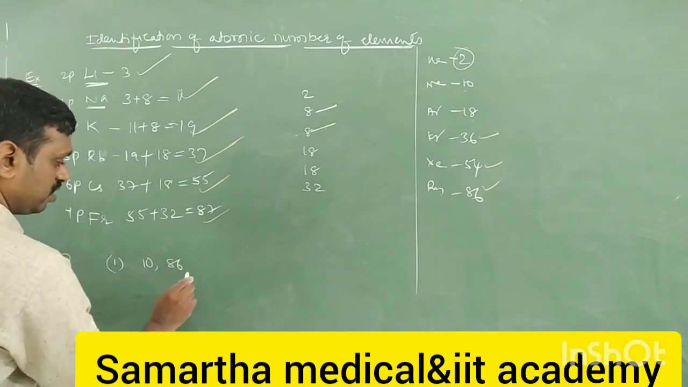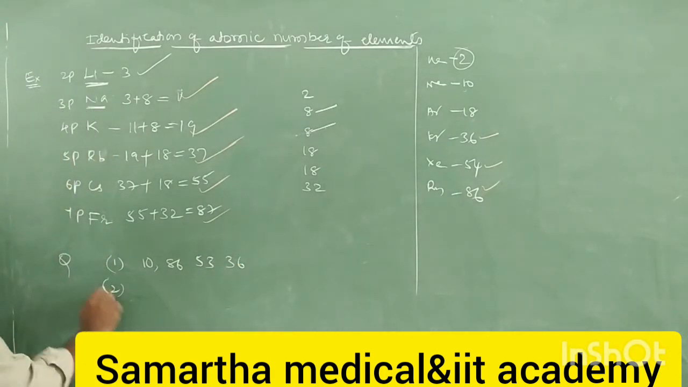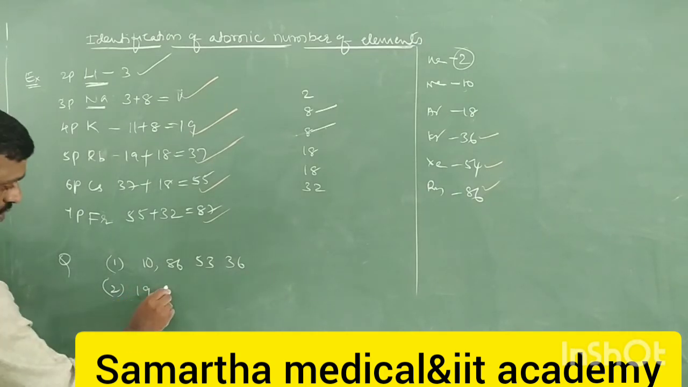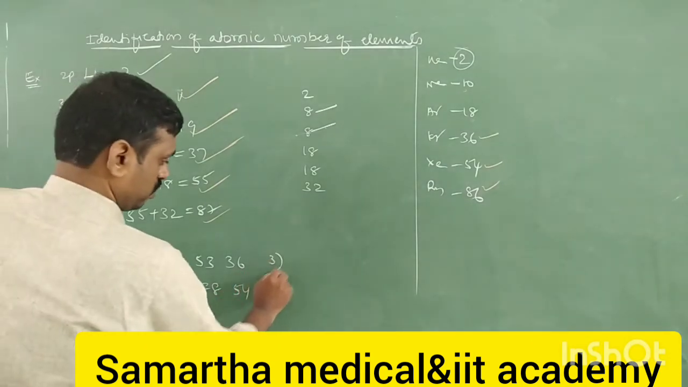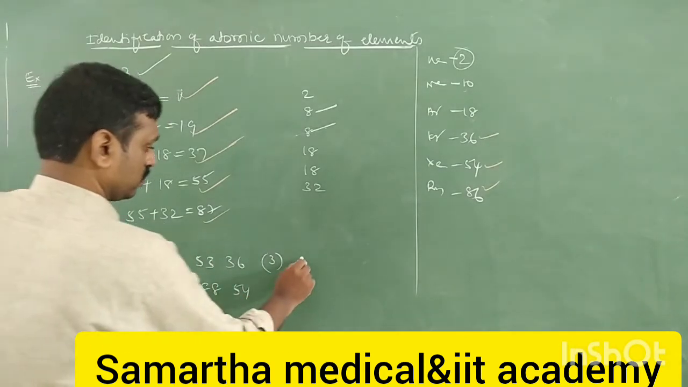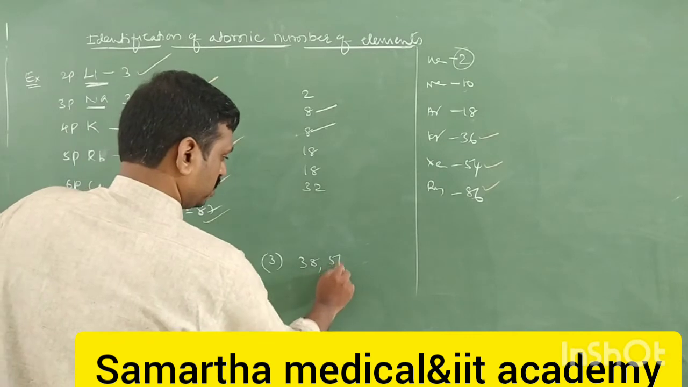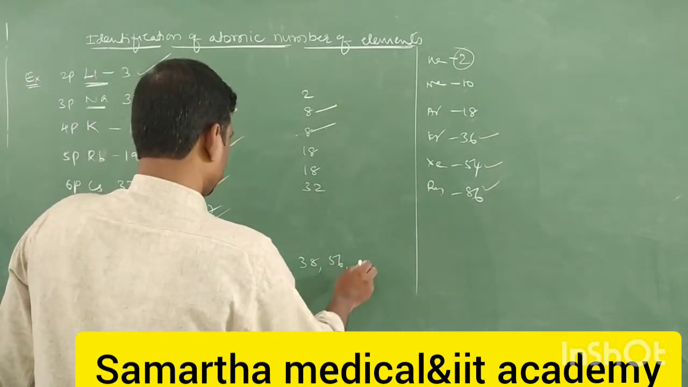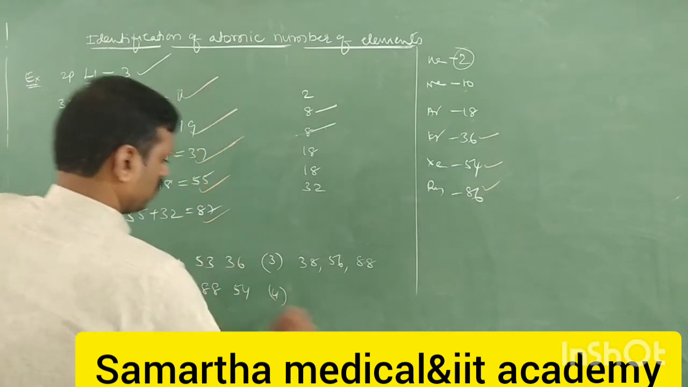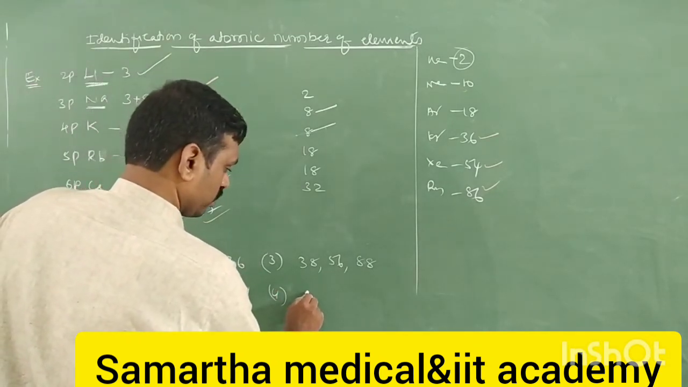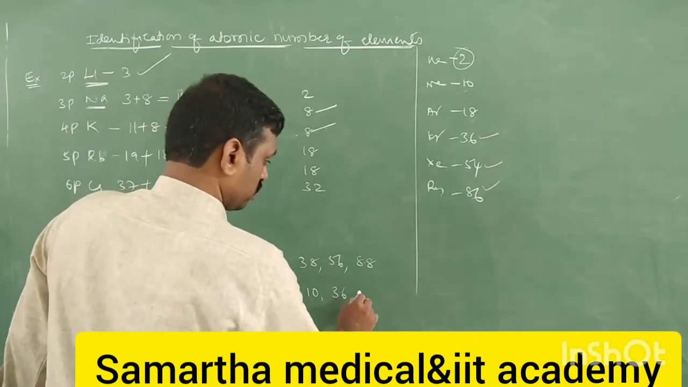Options: 10, 86, 53, 36, 2; 19, 56, 88, 54, 3; 38, 56, 88, 4; 10, 36, 55.